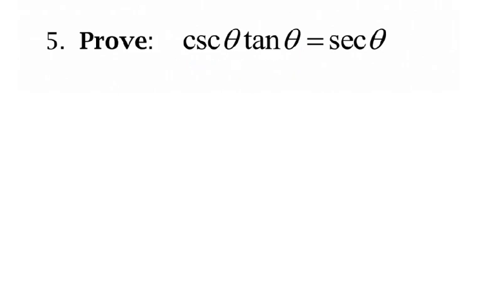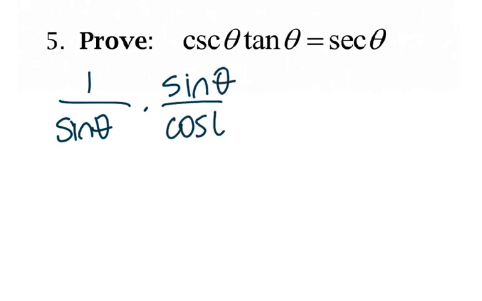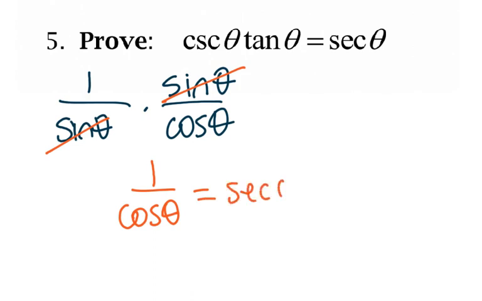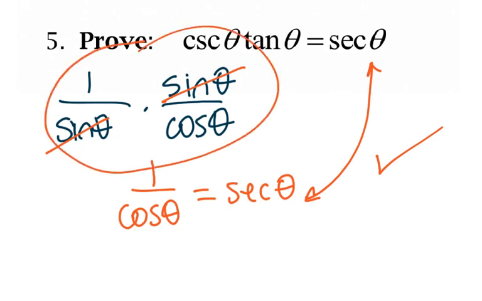Okay, cosecant theta is 1 over sine theta times tangent theta, which is sine theta over cosine theta. And you're just multiplying this. So since it's multiplied, you can cancel factors, and so you've got that. So what you have left is 1 over cosine theta. And what is 1 over cosine theta? It is secant theta. And there you have proven it. That was a pretty easy proof. But again, this strategy of putting everything in terms of sine and cosine is a really, really good strategy.